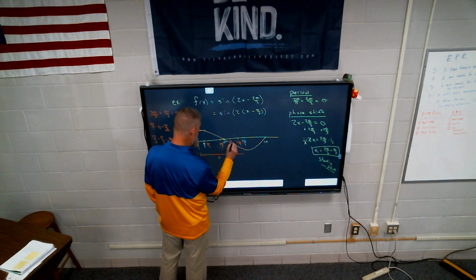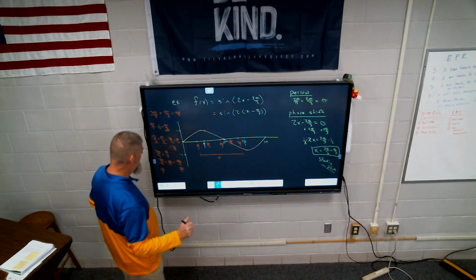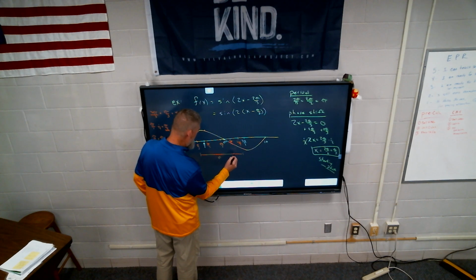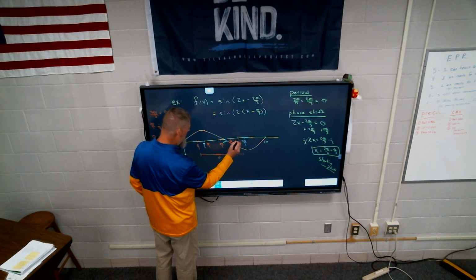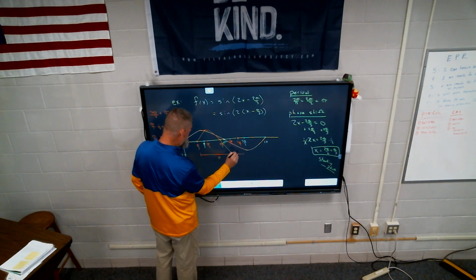And as I'm looking at my graph, it looks like I'm off a little bit as far as the spacing. We're close enough. And then that's going to be the minimum, and then back to here. So then I have my graph looking something like that.